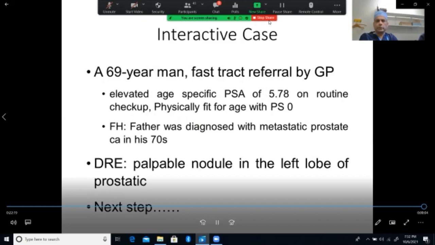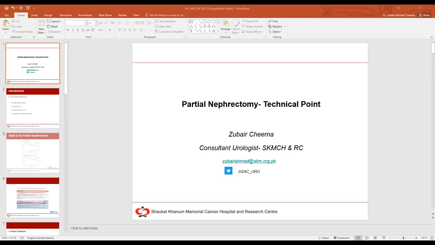Okay, I will share the screen now. And partial nephrectomy, here it is. Can you see the slides now? I think I've learned how to share it by now.